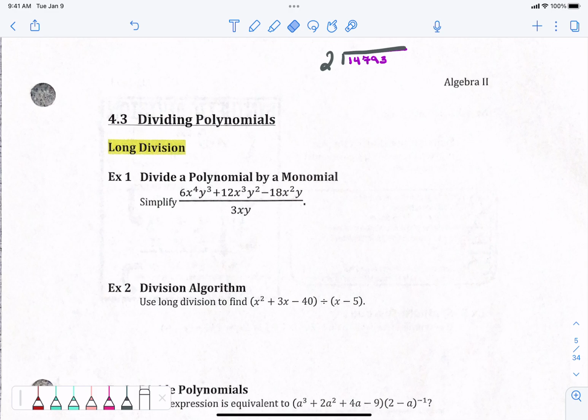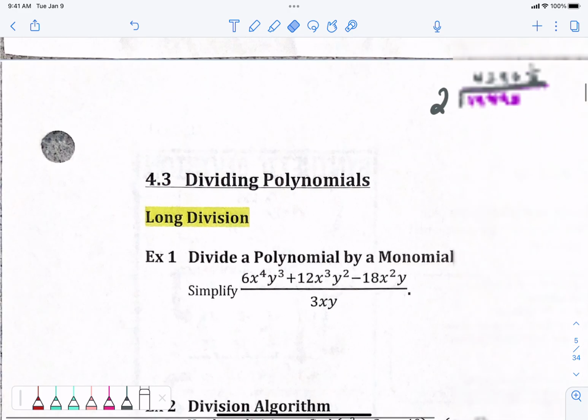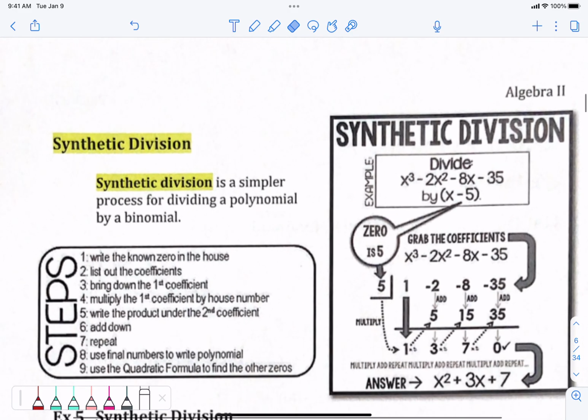Dividing polynomials, I always separate into 2 days because it's a little bit of a lot. There are 2 ways of dividing. The first one is long division, which is the front side of the note sheet. That is what we're doing today. Tomorrow, we're going to be doing synthetic division, which is on the back side.